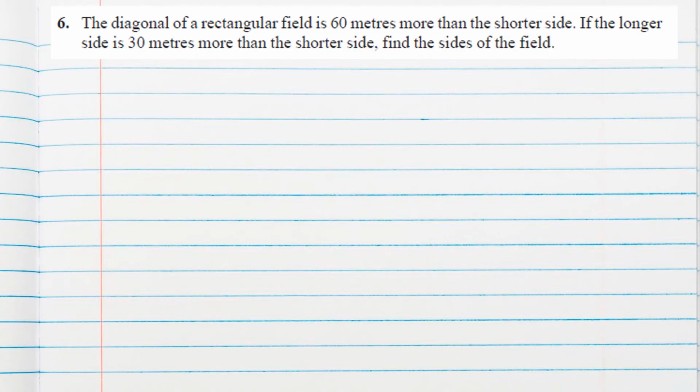Diagonal of a rectangular field is 60 meters more than the shorter side. Longer side is 30 meters more than the shorter side. Find the sides of the field. So here if you observe, the diagonal and longer side are related to the length of the shorter side, isn't it? 60 meter more than the shorter side, 30 meter more than the shorter side. So what we will do, we will suppose the shorter side be x.